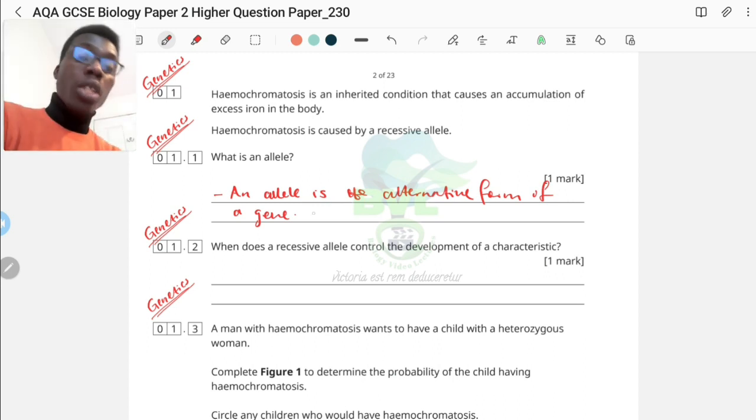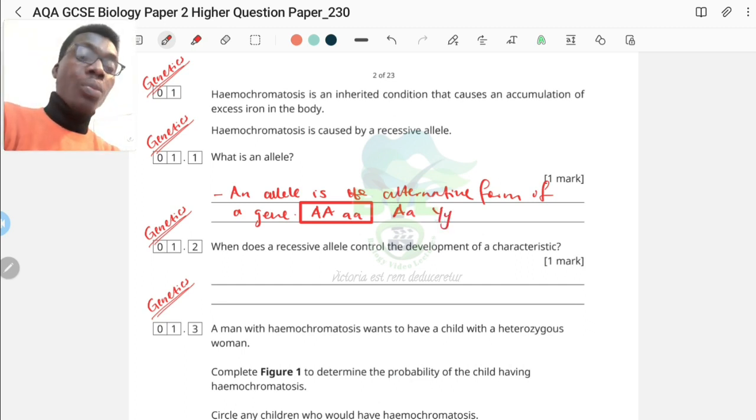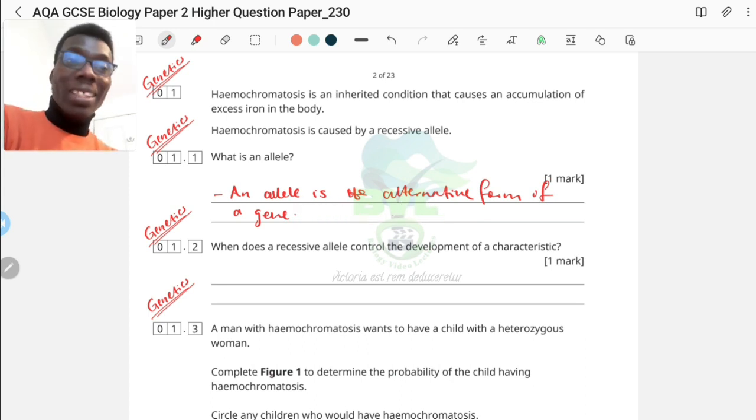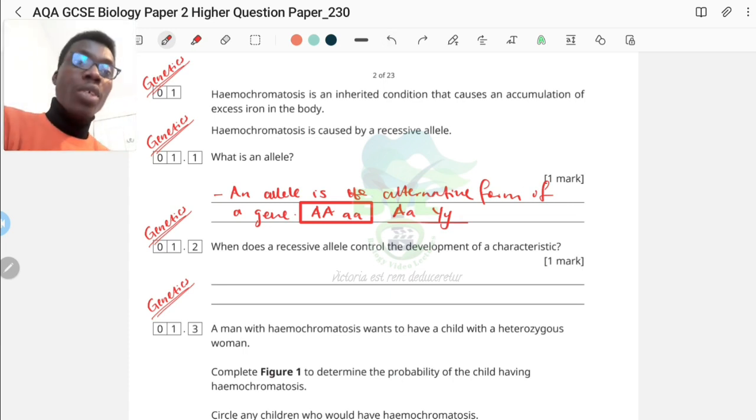Now, this allele could be homozygous. Usually we use letters to represent alleles in genetics. So if they are the same case, both uppercase or both lowercase, that's homozygous. But if it is one uppercase and one lowercase, that is heterozygous. You might want to check my lecture on that. But really, I just decided to add that for emphasis since it's a revision. If you just write the definition, it is enough.